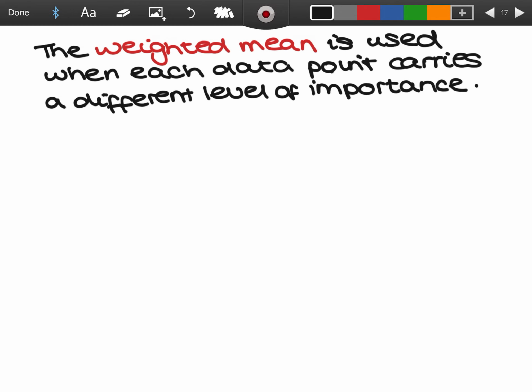The way that it's calculated, we tend to use X bar, that sample mean notation, to also denote our weighted mean. You never really see mu used in this. We tend to denote it also by X bar. And the way that it is calculated, I'm going to do this algebraically, but then we can talk it through.